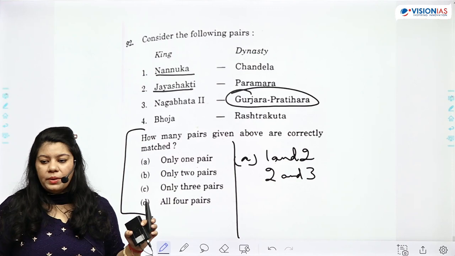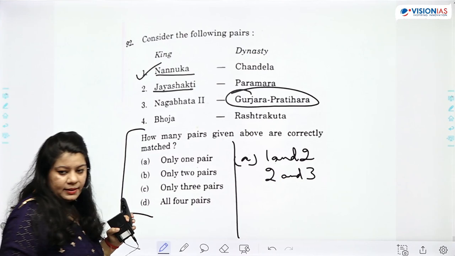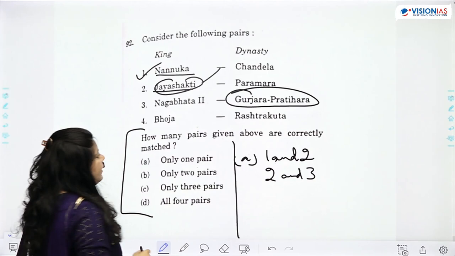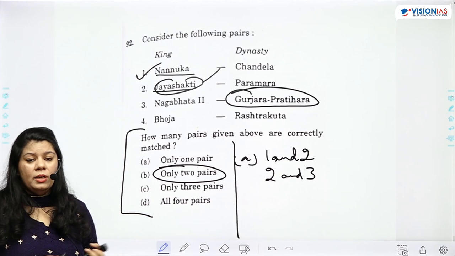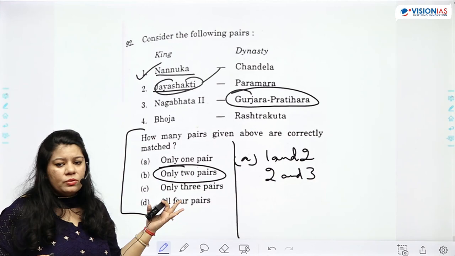So Nanuk belongs to the Chandela dynasty. Jay Shakti again belongs to the Chandela. Nagbhat II and Bhoj belong to the Gujar Pratihar. So only two pairs are matched, right? But as I told you, Gujar Pratihar should have been prepared. And also the Chandela dynasty, or Parmar, or Rashtrakutas are those regional dynasties which are important. At least you should know the founders, right?